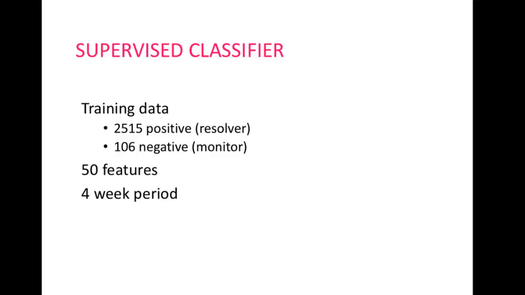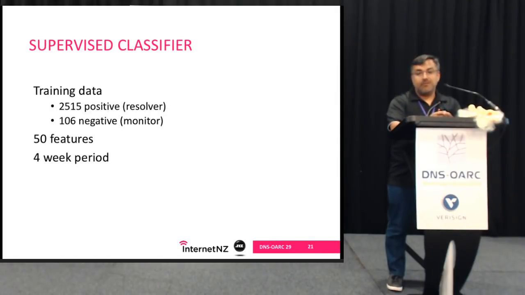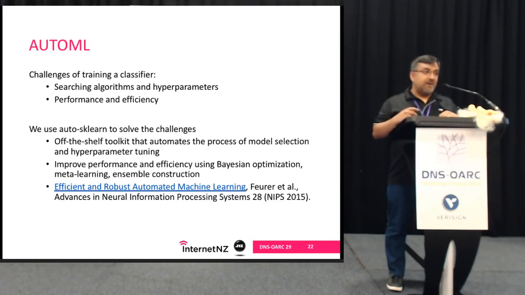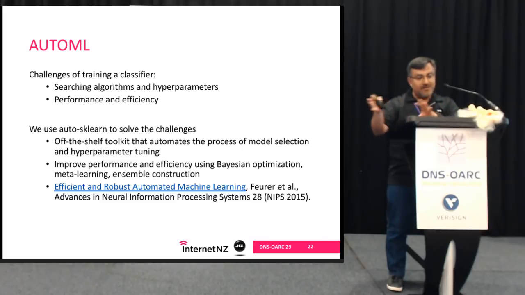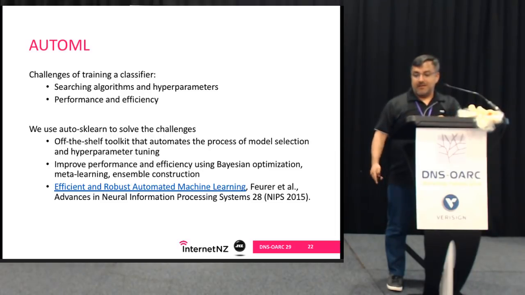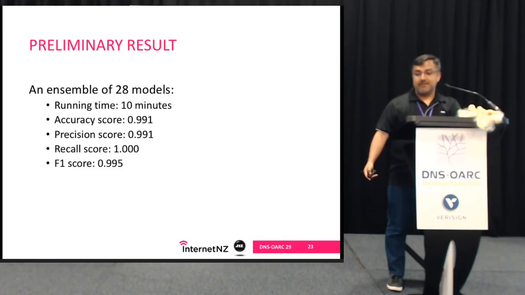So now we confirm that the data is reasonably good, so we use our training data with those 4-week period, 50 features and a few samples to create a supervised classifier. Basically we give them the tags. If any of you have done machine learning lately, you can spend a lot of time training and testing features and calculating hyperparameters. Because we have been through this, we decided, okay, let's use this new idea of AutoML, which uses Bayesian optimization to find the best parameters for the classifier. In case you're interested in reading more about that, but the thing is, we created a classifier which is an ensemble of 28 models that takes 10 minutes to train and gets an accuracy of 99%.